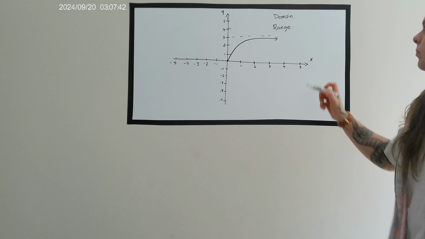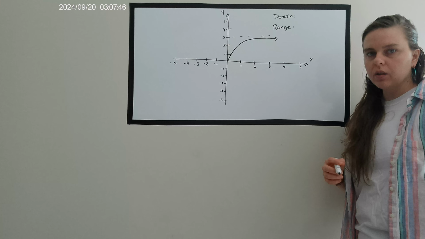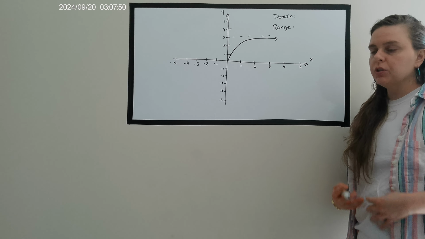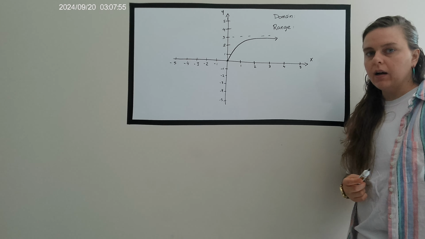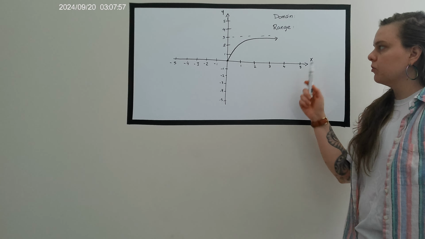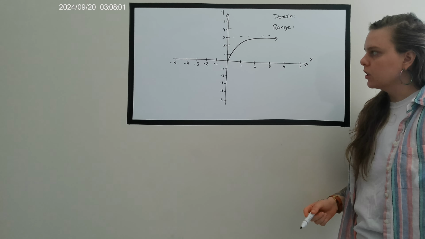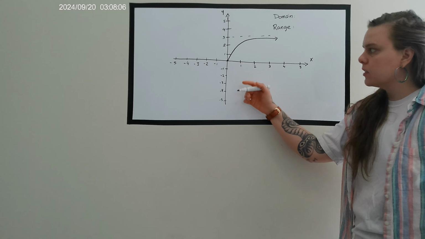But it continues. So the domain has to do with the x-axis. It has to do with all of the values of x in which this function is valid, meaning all of the values for x that will show up on this line for this function. So the function starts at 0, 0.